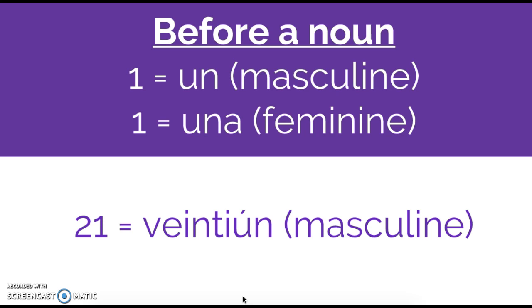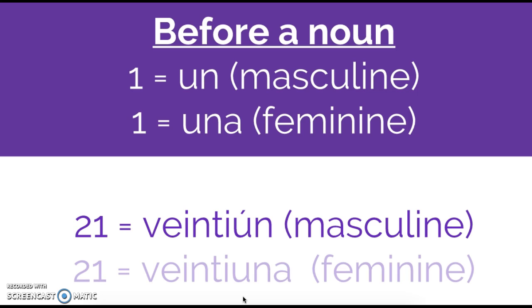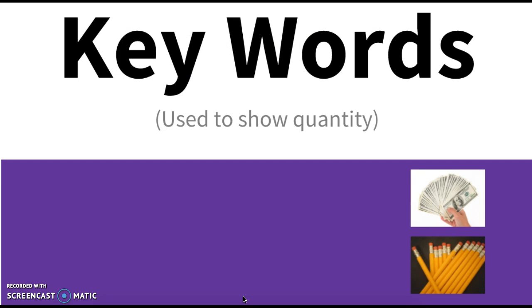So for example, the number 21, if that number is describing a masculine noun, then instead of saying veintiuno, we would say veintiún. For example, 21 boys, veintiún chicos. If it's describing a feminine noun, we use veintiuna, veintiuna chicas. And this only applies if the number ends with a 1.